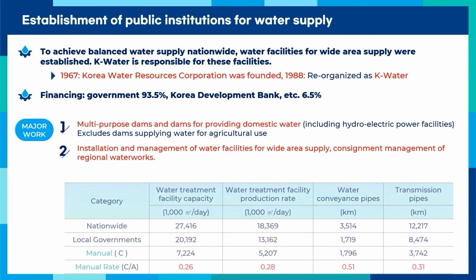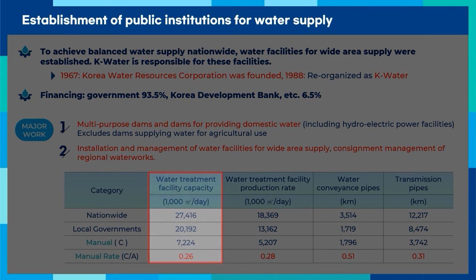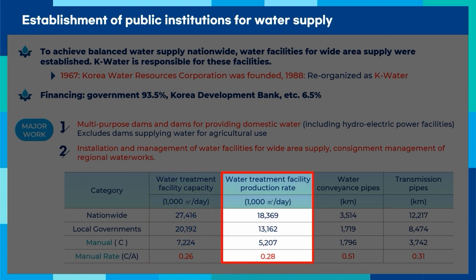As you can see on the chart, the total capacity of K-Water water treatment facilities is approximately 26% of the total, or 7.2 million tons per day. They account for 28% of total production, which is supplied to citizens.